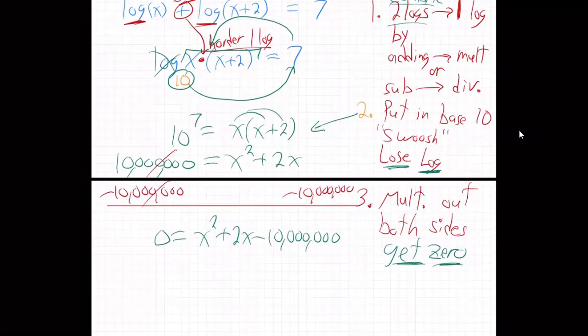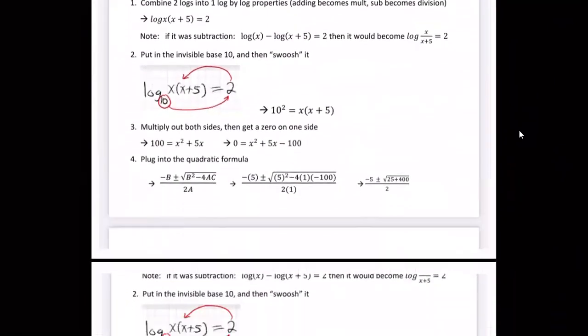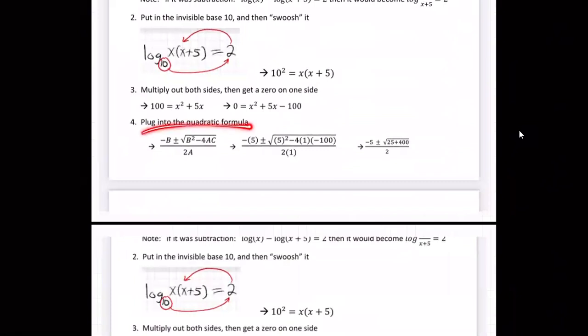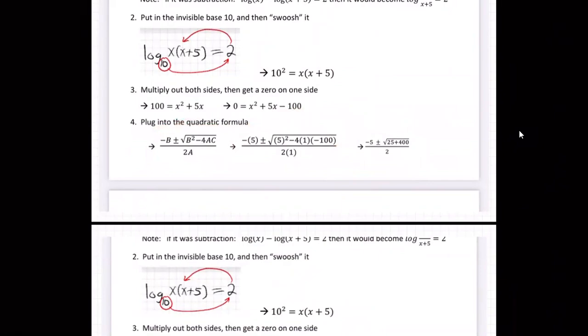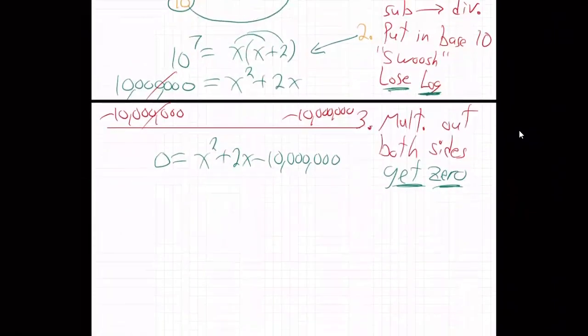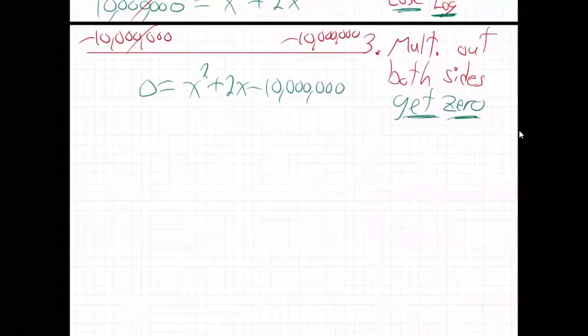So that's what we do when we have x squared, right? We got to get a 0, and now we got to solve it. How are we going to solve it? You remember, plug into the quadratic formula. So now we start cranking it on the quadratic formula. So that's why this is a long and tedious problem.